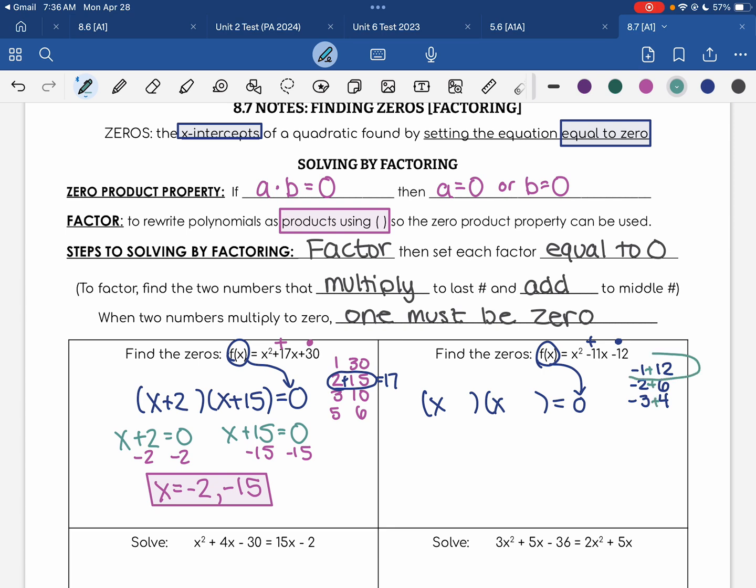Now, the top one equals 11, but I need negative 11. So what I'm going to do is switch the numbers to positive 1 and negative 12 when I write them down, because that will add to negative 11. And then I solve both equations. X plus 1 equals 0, and x minus 12 equals 0. When I go to subtract the 1 and add that 12, my answers will be negative 1 and 12.